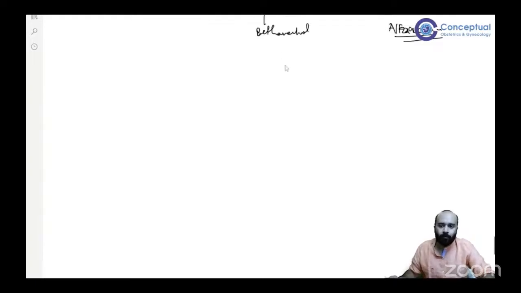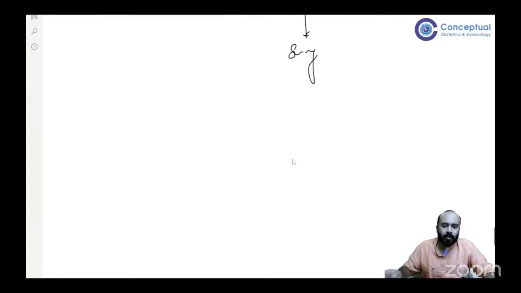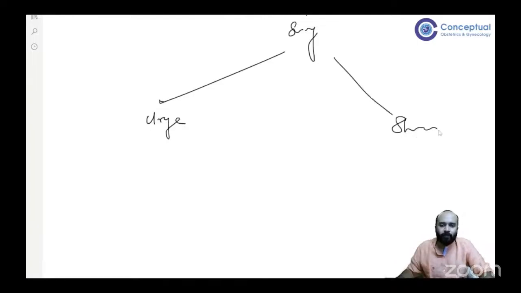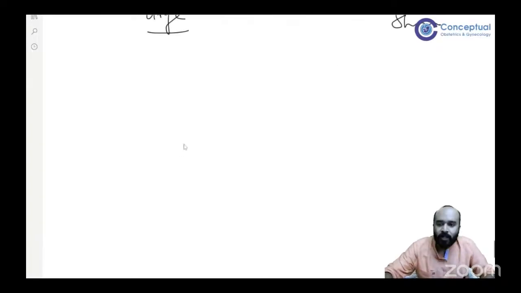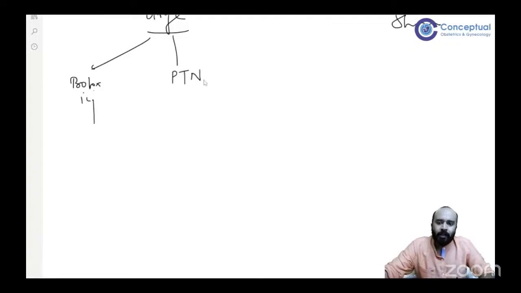Okay, yeah, we are back. So whenever medical management has failed, in that scenario, we go for surgical management. Surgical management is going to be different for urge incontinence and for stress incontinence. For urge incontinence, there are various ways in which I can do it. The first is going to be Botox injections. The second is going to be percutaneous tibial nerve stimulation. And lastly, it is going to be sacral neuromodulation.